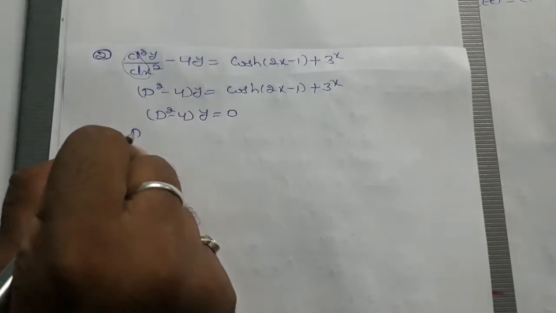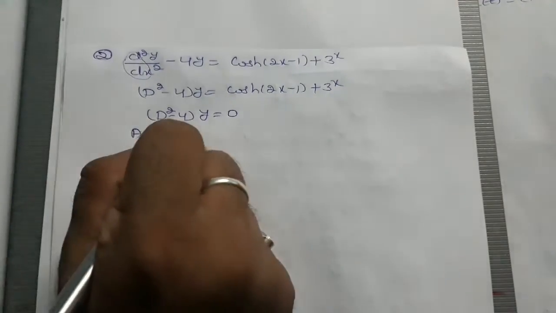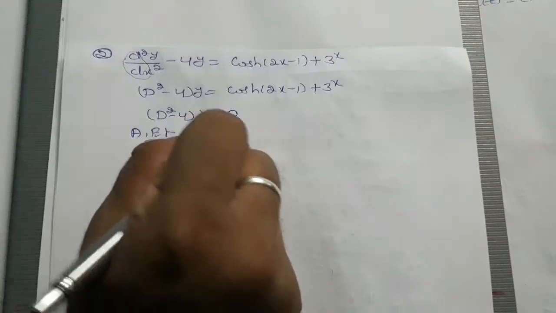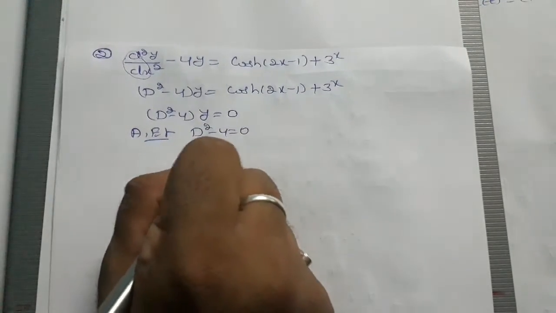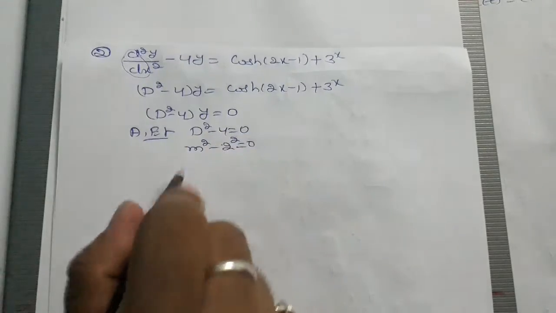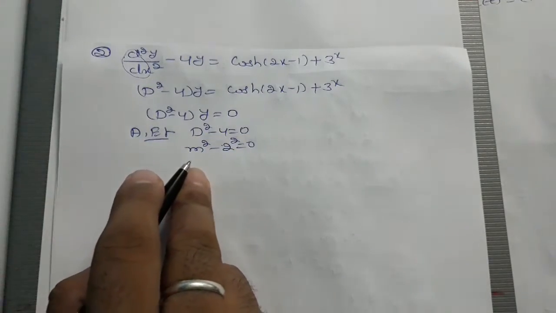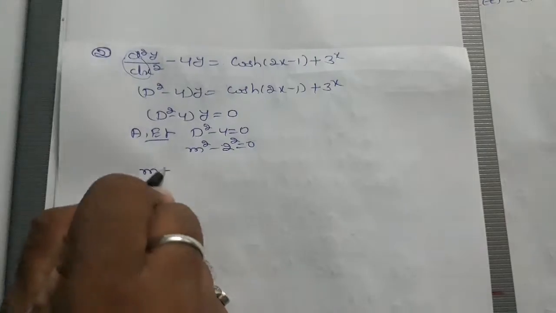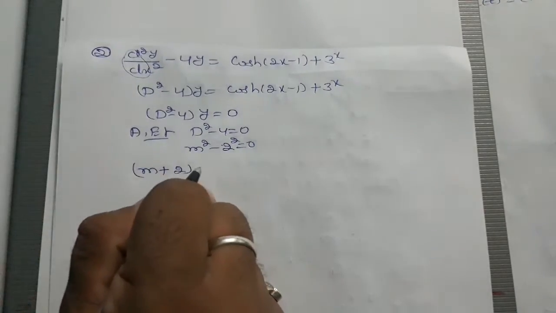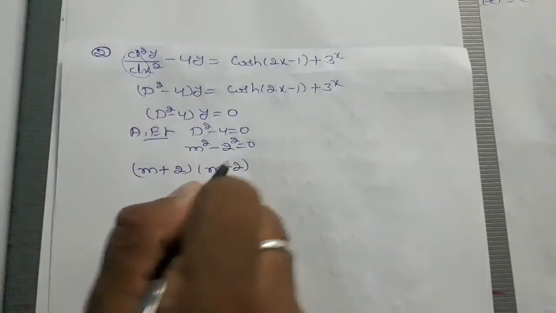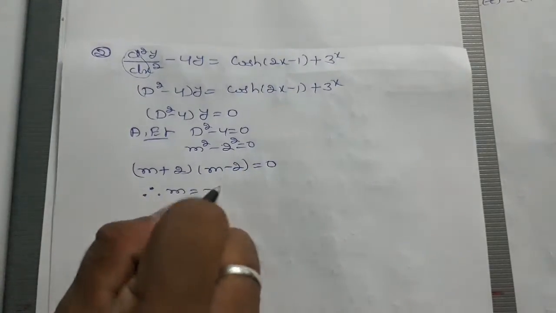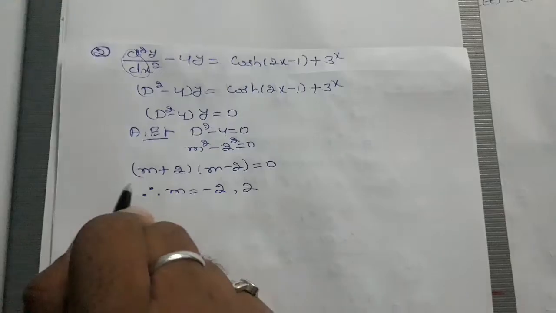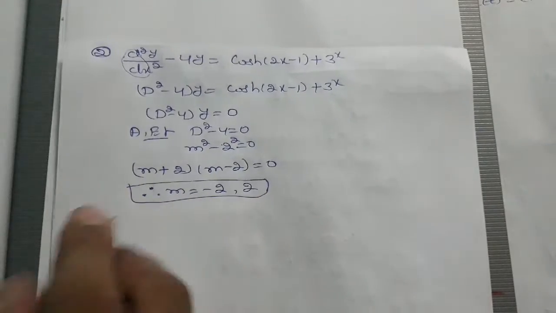Then write down the auxiliary equation AE. D square minus 4 equal to 0. Replace D by m. So m square minus 4, I can write as m square minus 2 square equal to 0. Now it is in the form of a square minus b square, that is m plus 2 into m minus 2 is equal to 0. From this we'll get m equal to minus 2 and 2. Degree 2 means 2 roots I got.